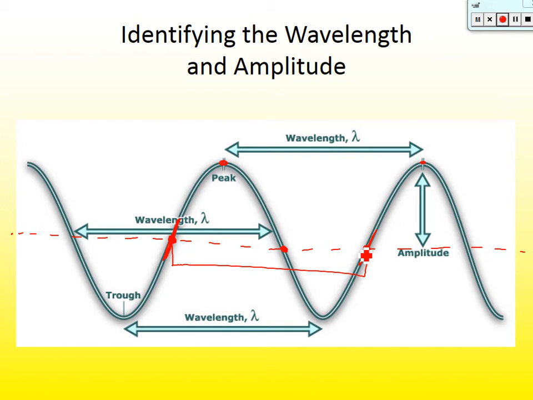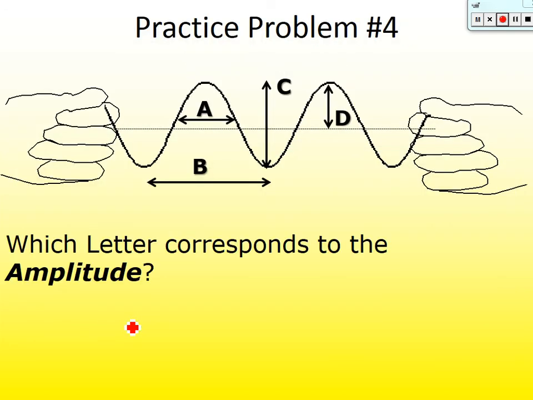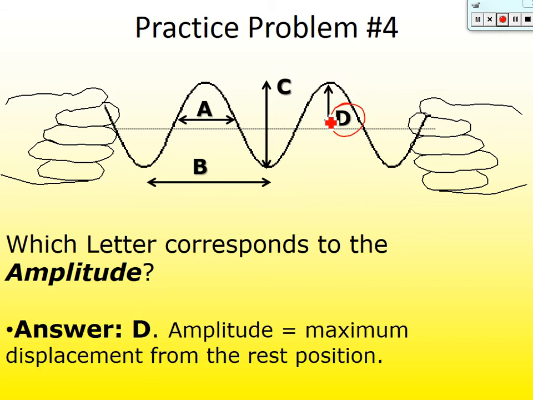Amplitude. It's the distance from origin to crest. You could also do origin to trough. Okay, practice problem number 4. I want you guys to think about this. Here's a wave, and it says which letter corresponds to the amplitude of this wave? Yeah, amplitude is the distance from the origin to the crest, so hopefully you're saying D.